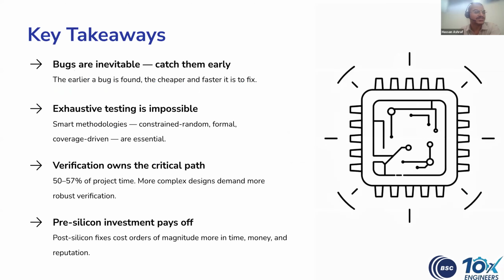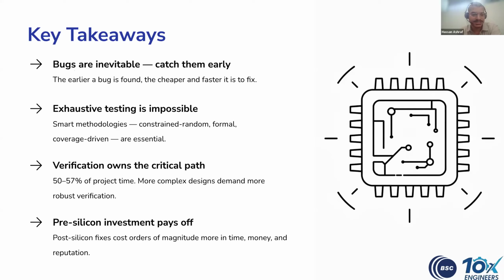So the key takeaways from this segment are that bugs are inevitable, and the cost curve is exponential. The earlier a bug is found, the cheaper and faster it is to fix. So it's always better to find the bug in simulation and fix it with the design team at the simulation level. Exhaustive testing is impossible with complex designs. We need smart methodologies, constrained random, formal and coverage-driven verification techniques to verify the design.